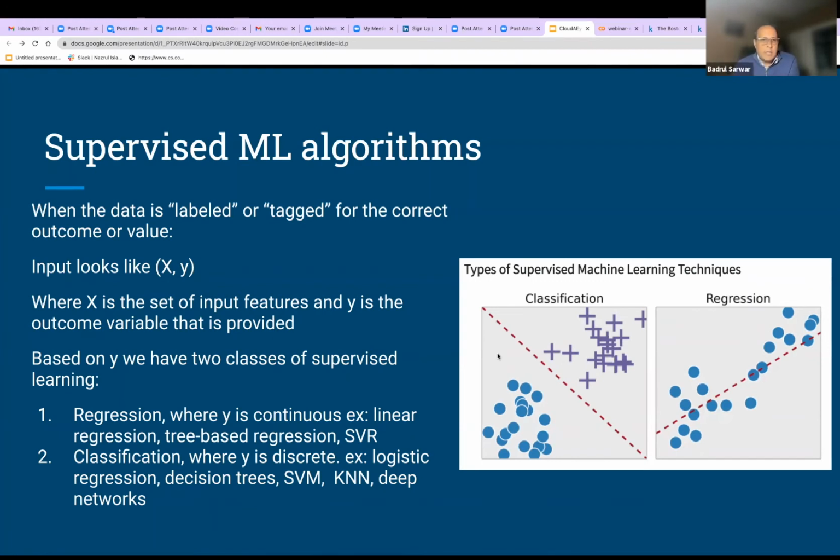So the examples of classification algorithms are logistic regression, decision trees, support vector machines, KNNs, and also the deep networks that we use, they fall into this sort of classification algorithms. Although deep networks can do a lot of other things, they also do classifications.